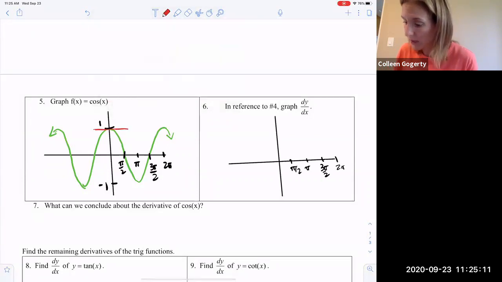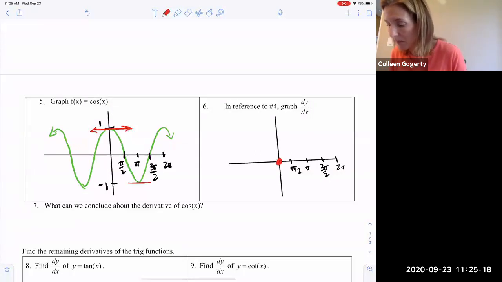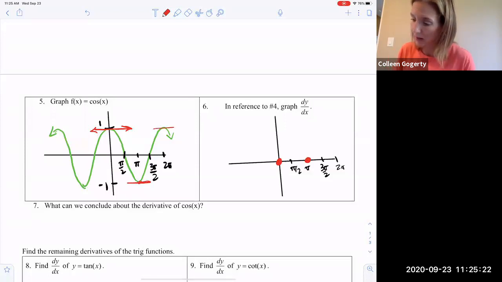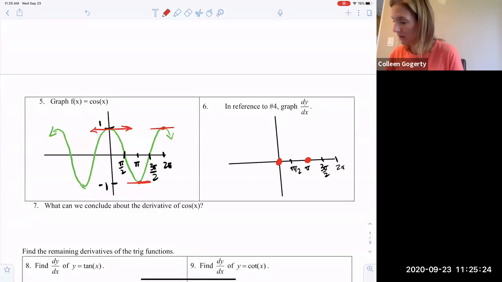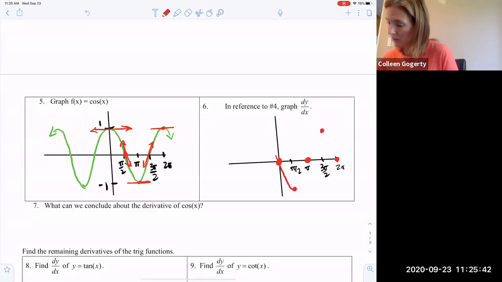If I look right here and draw in a tangent line, its slope is 0. Also at pi, I'm going to have a 0. And at 2 pi, the slope of the tangent line is 0 again. So what's the slope of the tangent line here at pi over 2? I'm going to get a -1. And at 3 pi over 2, I'm going to estimate that at a +1. And what do we get out?